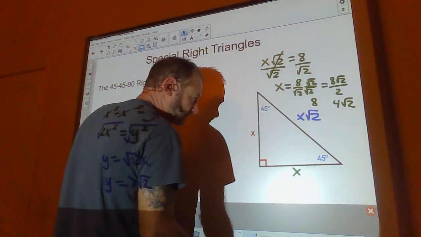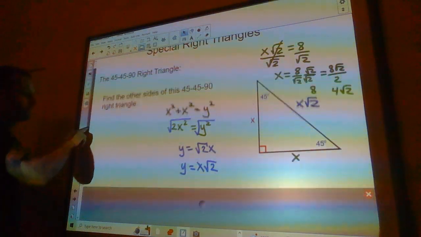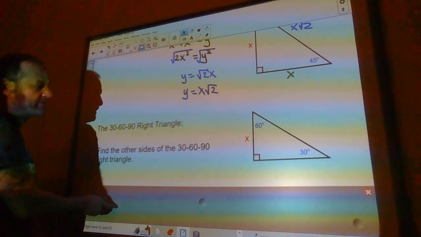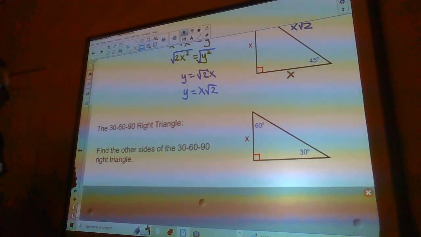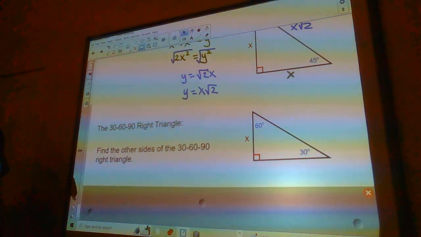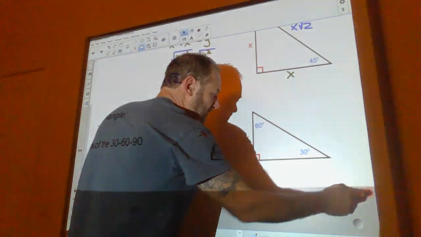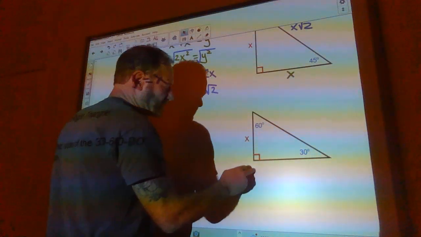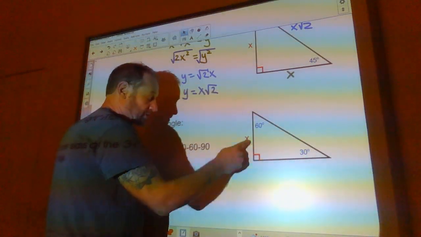Okay. So there's your 45, 45, 90 right triangle. Let's look at the other one. The other one's the 30, 60, 90 right triangle. Okay, again, I only need to know one side of the triangle. Now what we're going to start with here is this side right here. This is the shortest side of the triangle.